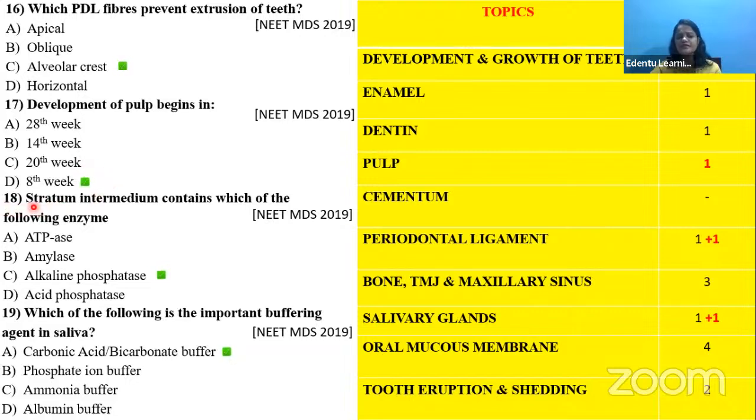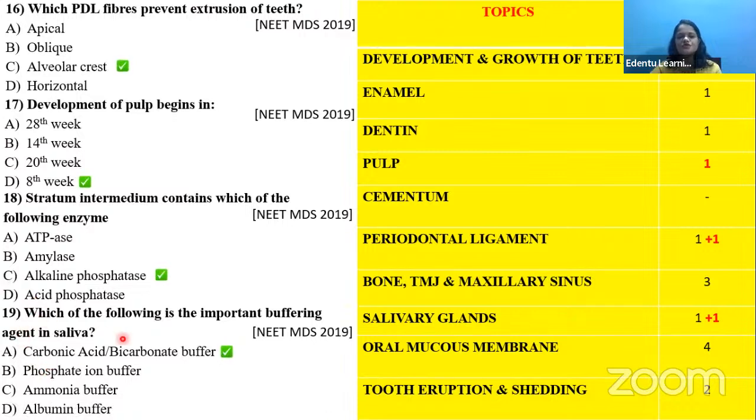Next, the stratum intermedium contains which of the following enzymes? This is a frequently repeated question. The stratum intermedium contains an enzyme called alkaline phosphatase. This alkaline phosphatase is the main component for hard tissue formation, since the stratum intermedium mainly acts as nutrition for the inner enamel epithelium and the ameloblast and future ameloblast. So it mainly contains the enzyme alkaline phosphatase. So it is option C, which comes under the development chapter.